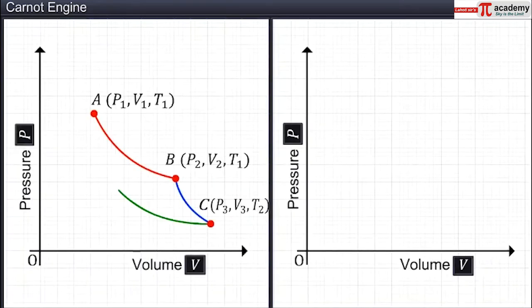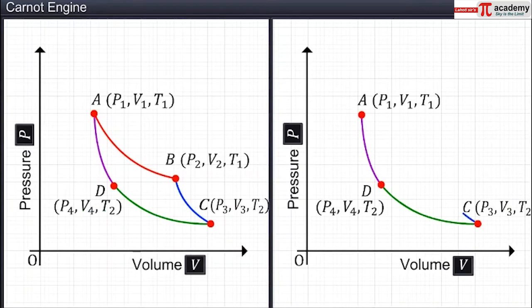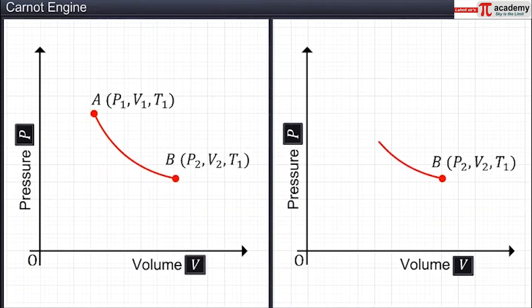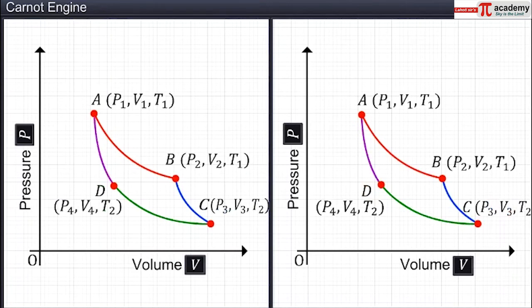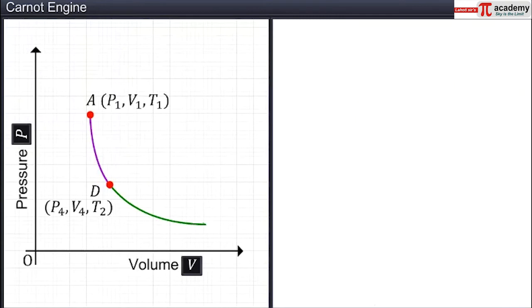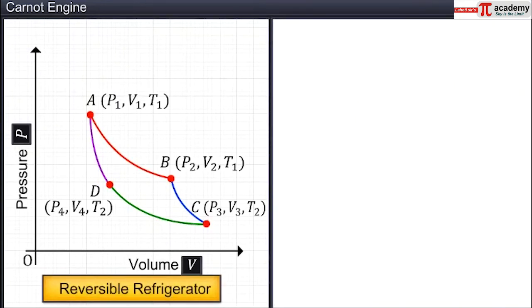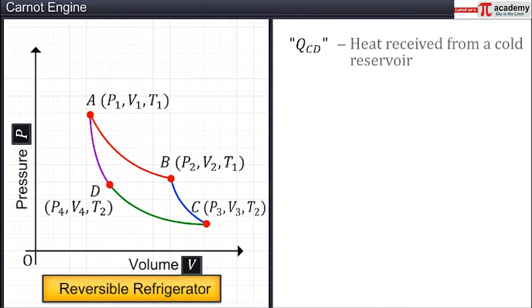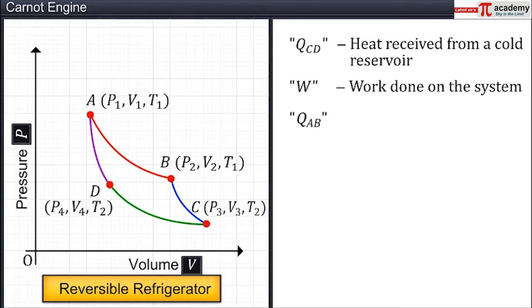We know that the Carnot cycle is a reversible cycle. Every process of the cycle is a reversible process. If each step of the Carnot cycle is reversed, we get a reversible refrigerator that receives QCD heat from a cold reservoir at a temperature of T2, and after work W is done on the system, it releases heat of QAB to the hot reservoir at a temperature T1.